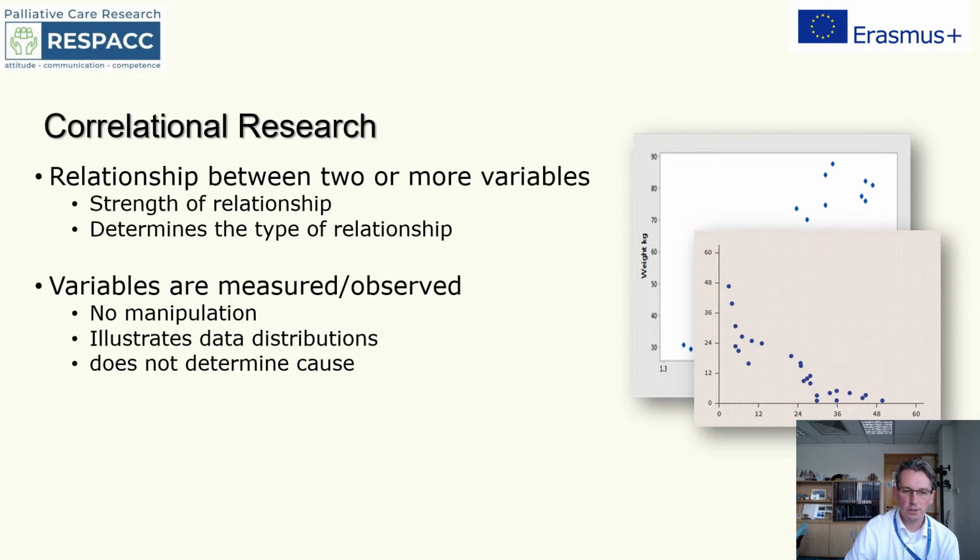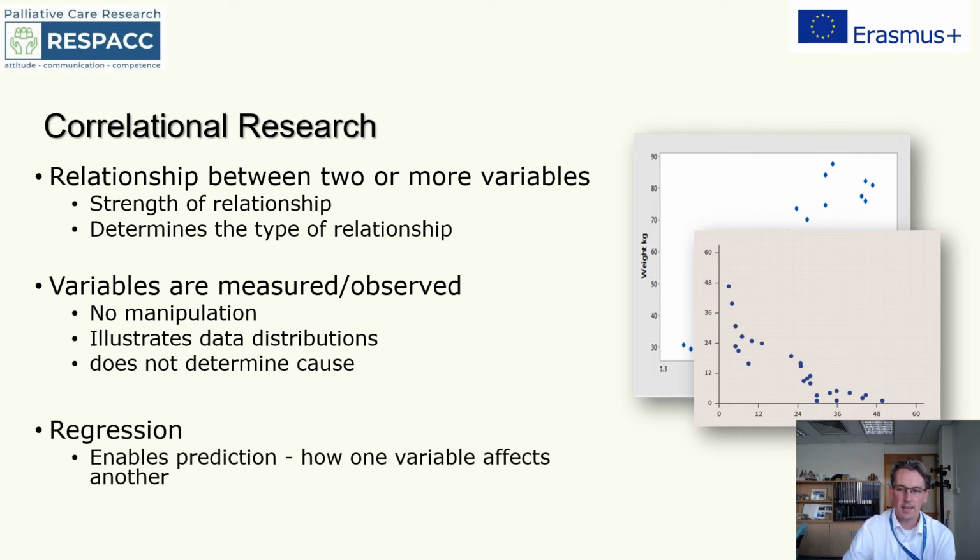So within correlational research, variables are just measured and observed. We don't do anything to those variables, we don't manipulate them or restrict them in any way. What the analysis does is it illustrates patterns within the data and those data distributions. But as mentioned, it doesn't determine cause. It doesn't say that variable X affects variable Y. Now, regression is a type of correlational analysis, but it does look at the predictive power of variables, and it does enable us to predict how one variable does affect another.